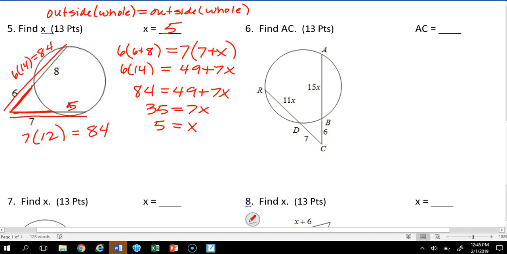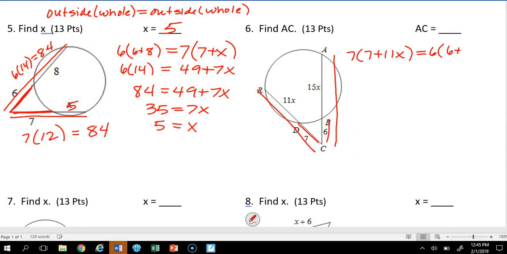Same process for number 6 as it was with number 5. We just have a little bit different problems here. So again, we got the outside times the whole. So that would be 7 times 7 plus 11x. And again, outside times the whole. So that's going to be equal to 6 times 6 plus 15x. So now 7 times 7 is 49, and this is going to be 77x.